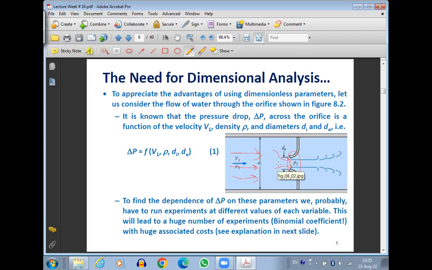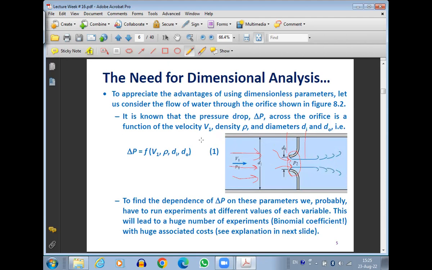So what is an orifice? It's a small opening in a plate, in a pipe. The flow has to flow through that opening, and that is basically an orifice. It is known that the pressure drop across the orifice is a function of velocity, density, and diameters. So when you have the flow across the orifice, there will be a pressure drop.